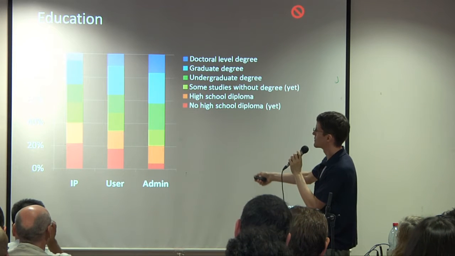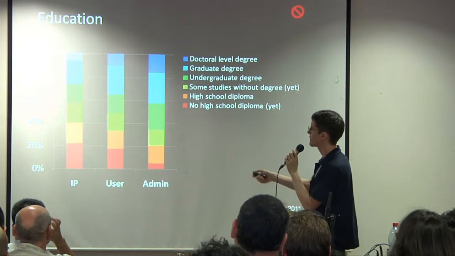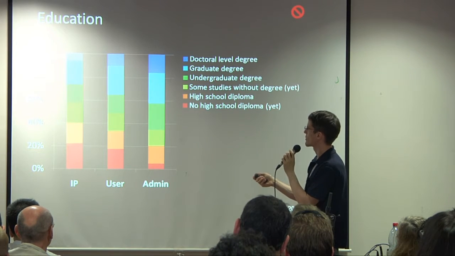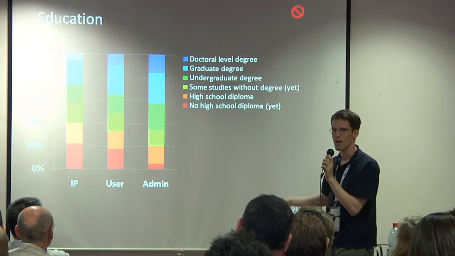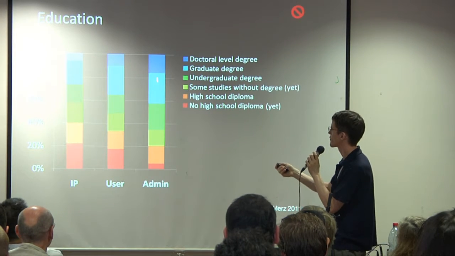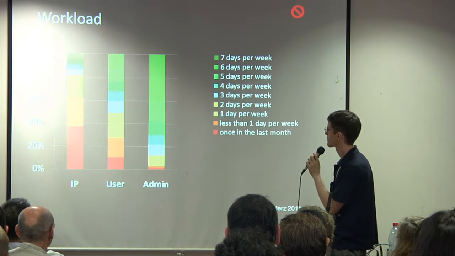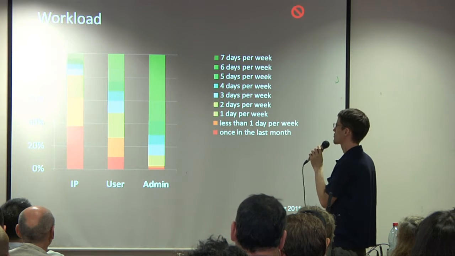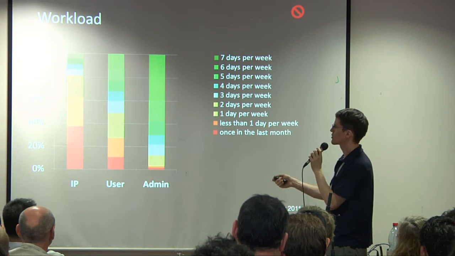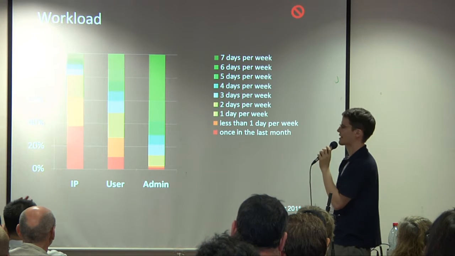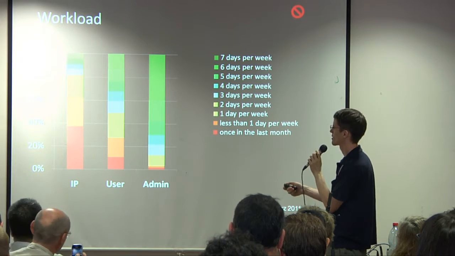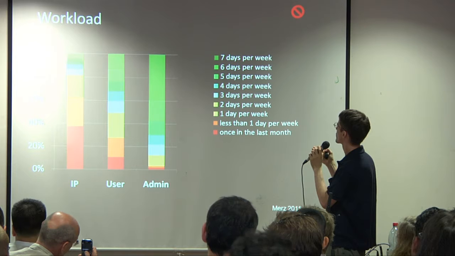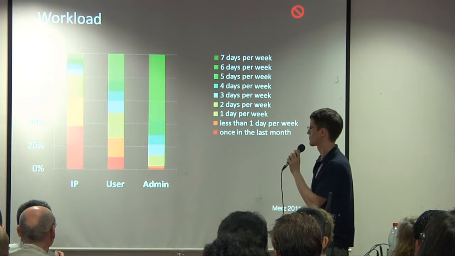All of the users and all of the admins were IP users before. And in fact, if you compare the total figures, IP users, or the doctoral IP users, are a much bigger group than, for example, the admins within Wikipedia. If you compare the workload between groups, there's not much surprise here. IP users don't contribute that much, usually less than one day per week. Admins, however, contribute much more, most likely about 6 days per week or so.